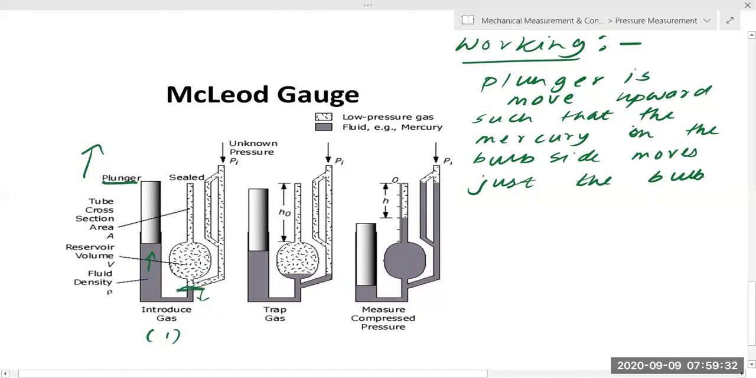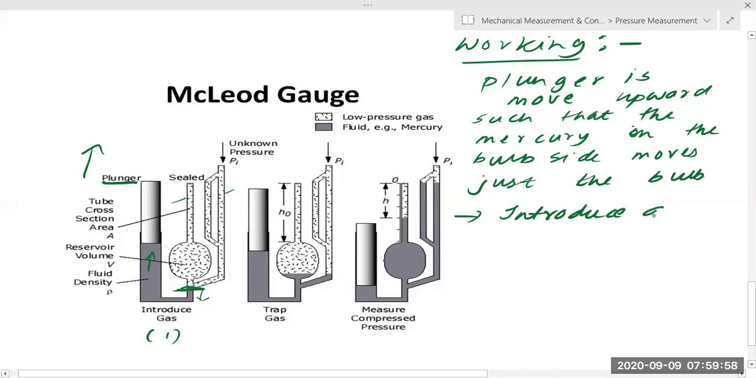what you have to do is introduce the gas whose pressure you want to measure. From which side? There is one side which is called the sealed side. This is actually the reference capillary, and this is the measuring capillary. If you remember, this was the reference capillary and this was the measuring capillary.